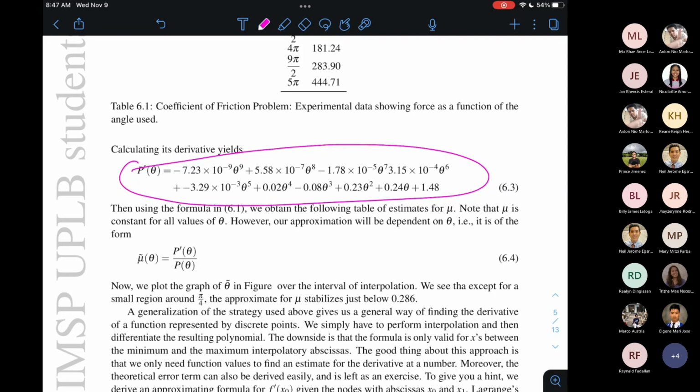Kung given ka ng discrete set of data points, all right? Pwede mo palang ma-approximate yung derivative ng iyong function that will pass through your discrete set of data by simply differentiating the interpolating polynomial. Kunin mo yung interpolating polynomial, kunin mo yung derivative niya, and that's your estimate for the derivative, right? And that's that simple, all right?